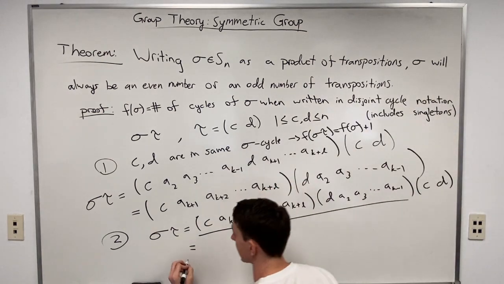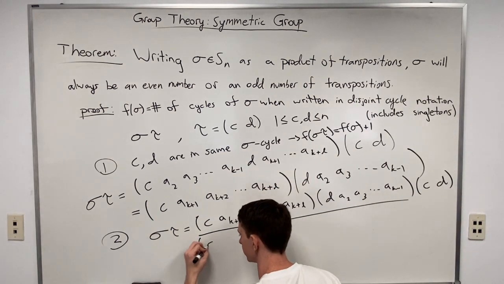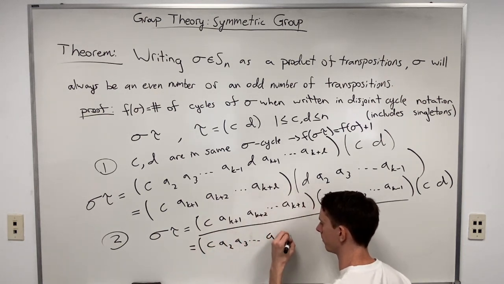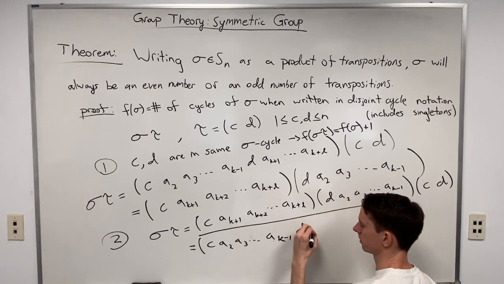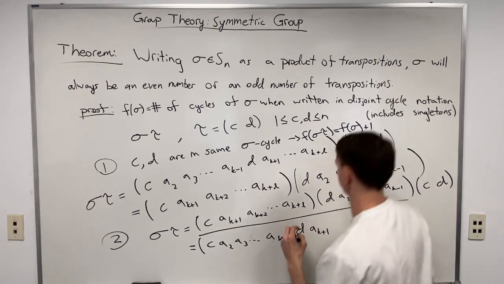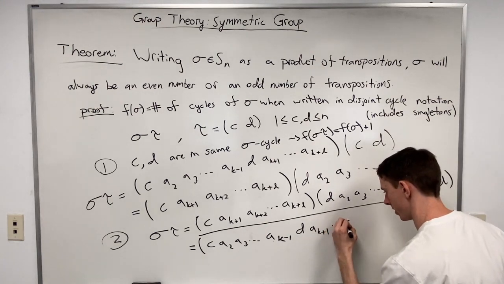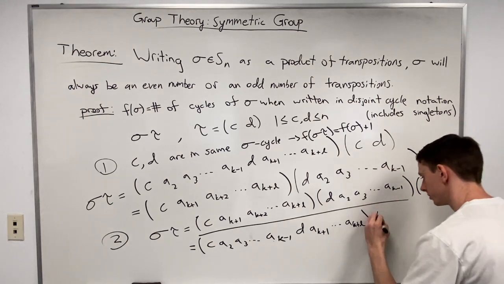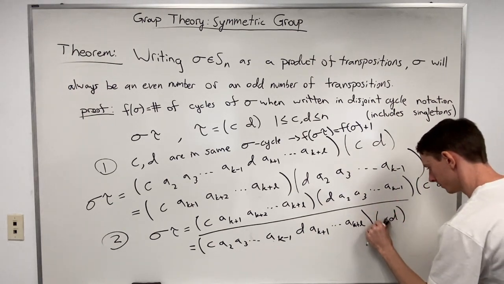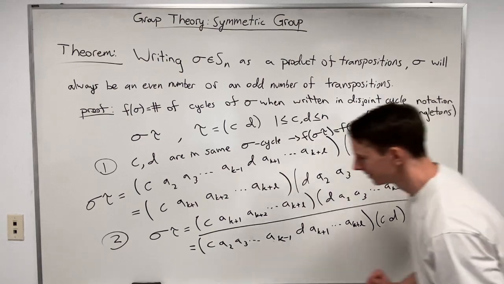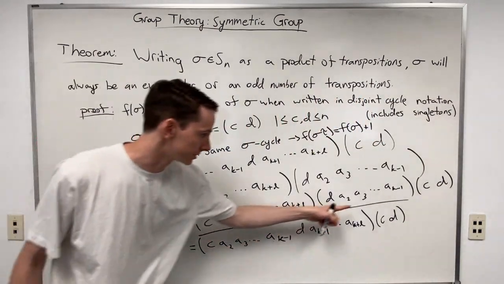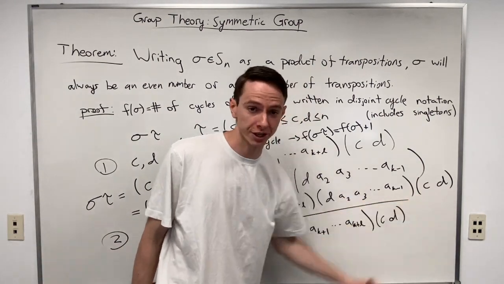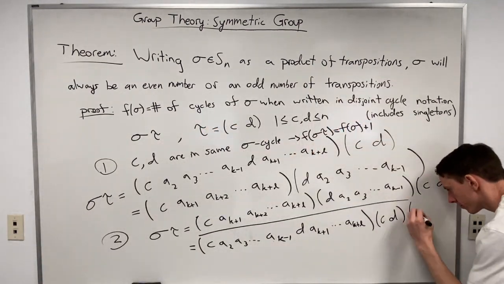So I can write this out as this first long cycle, C, A2, A3, all the way through A_{k-1}, and then D, A_{k+1}, all the way through A_{k+L}, then the transposition CD, space those out a little bit. And that's just what the underlying part was. That's what we equated to the underlying part. But we still had this additional transposition after that. So we still had another factor of CD here.